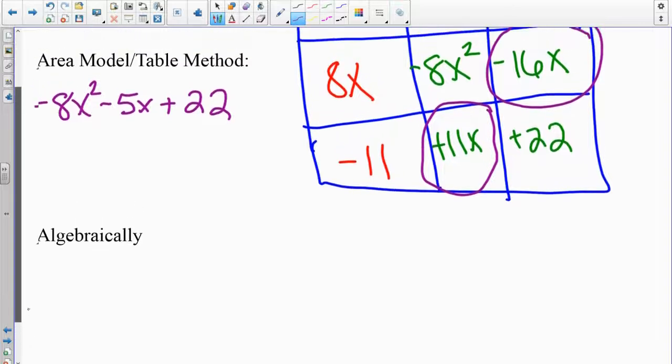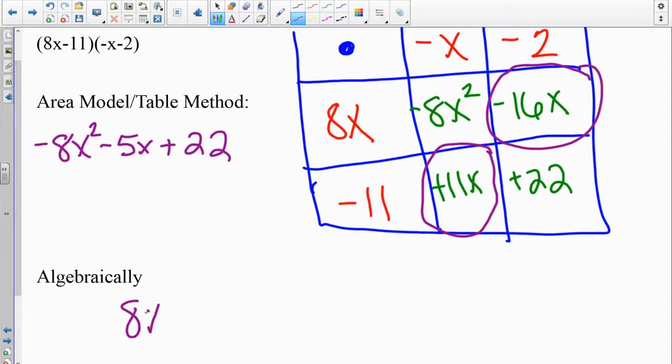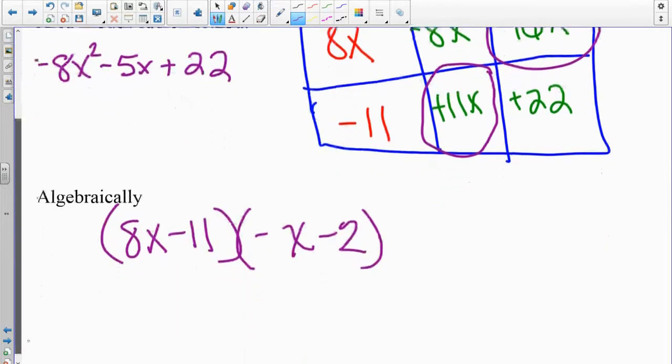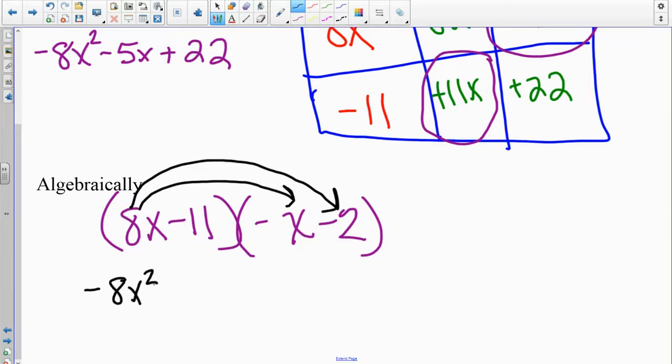Algebraically, we'll do it horizontally. So we have 8x minus 11. We're going to multiply that times negative x minus 2. So again, you're going to distribute twice. And those of you that like the arrows, remember me using the arrows in class if that helps you. So we're going to take 8x times negative x, which would give you negative 8x squared. We're going to take the 8x times the negative 2, which is negative 16x.